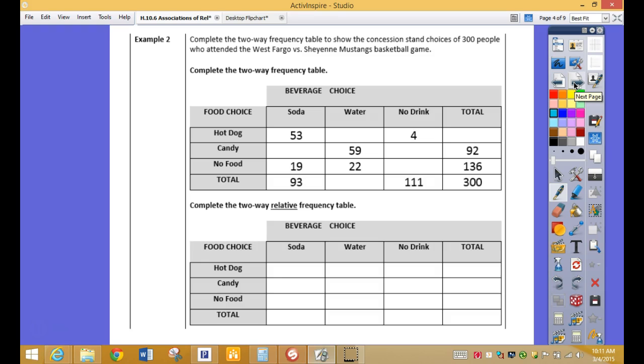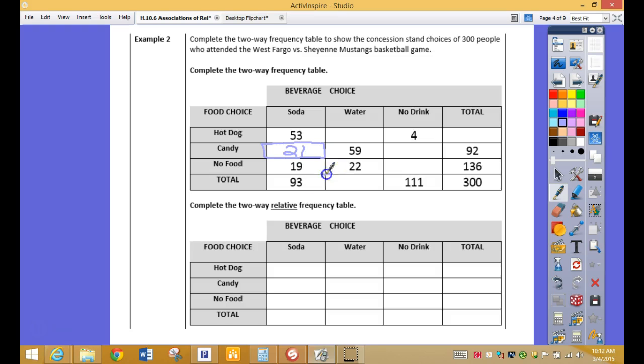I've given you a few numbers. We need to fill in the missing ones. Let's start with this one. How can I find this missing number right here for candy? Who had candy and the soda? Great. So you can add these and subtract it from 93, or on your calculator, 93 minus 19 minus 53 gives us what? 21? Yep. So now we know that that's 21.